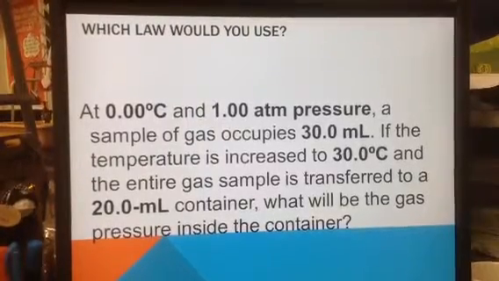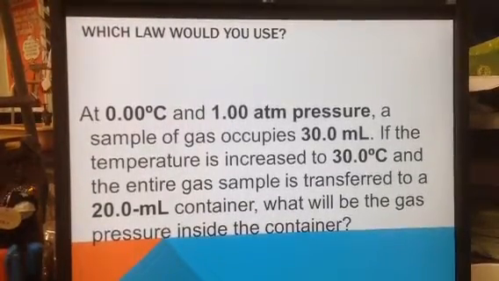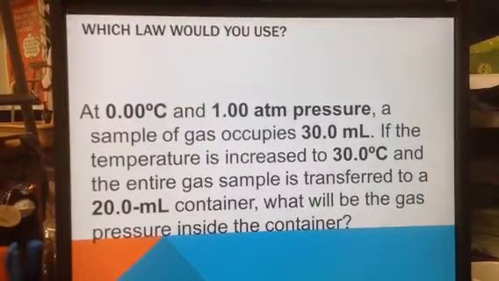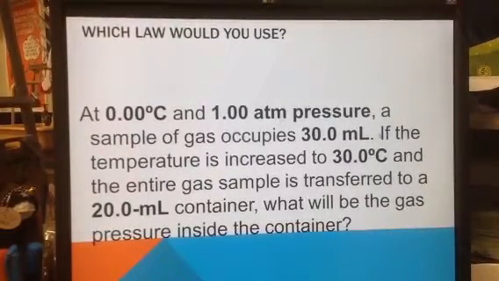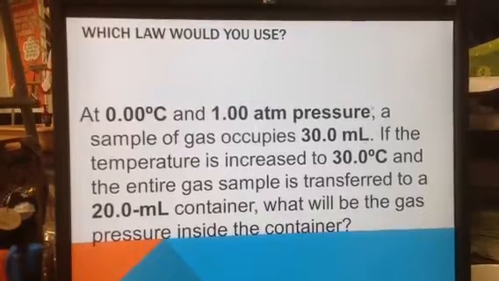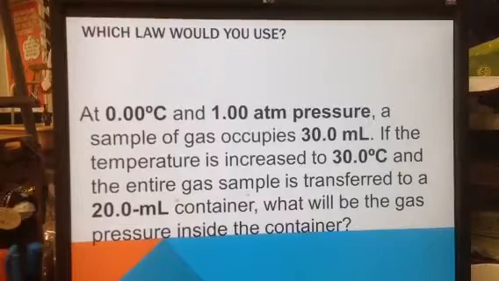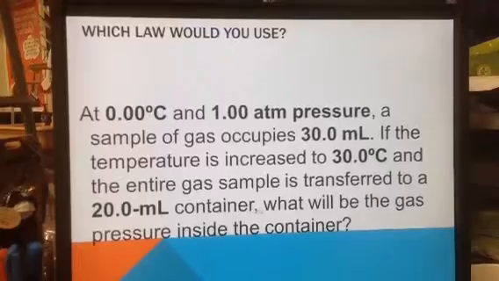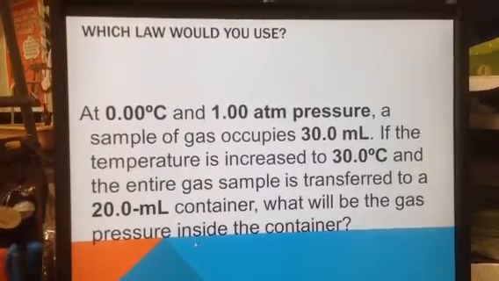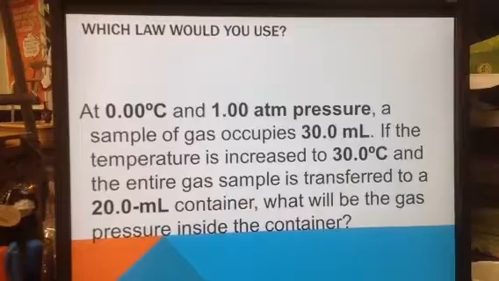This problem, when I assess the variables to figure out which gas law to use, has temperature, pressure, and volume. I read through the problem and confirm that I don't have any moles being asked about. I've got 0 degrees and 1 atmosphere and 30 milliliters, and if the temperature is increased to 30 degrees and the entire sample is transferred to a 20 ml container, what will the pressure be? To do this equation, I'm going to use the combined gas law.